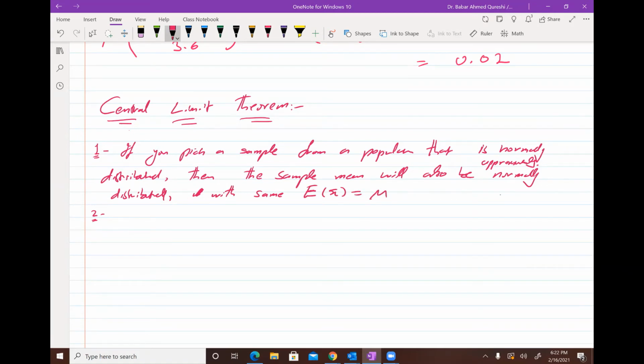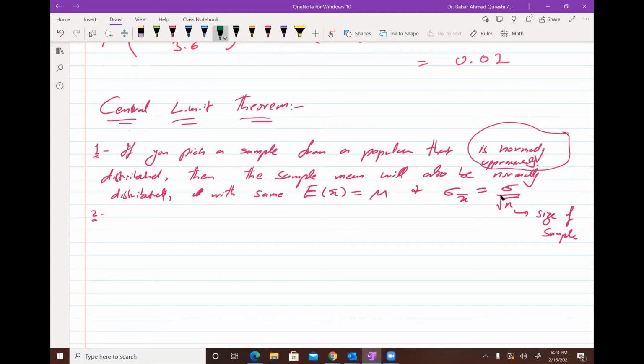Whatever the population mean is will become the mean of the sample mean, the expectation value of the sample mean. And the standard deviation of the sample mean will be much less than the standard deviation of the original population. Actually, you know by what factor, where n is the size of the sample. Over here, this part is important, that the population is normally distributed, which applies to our case.